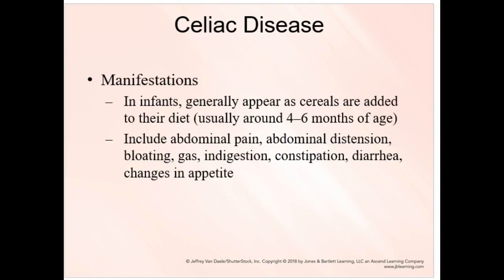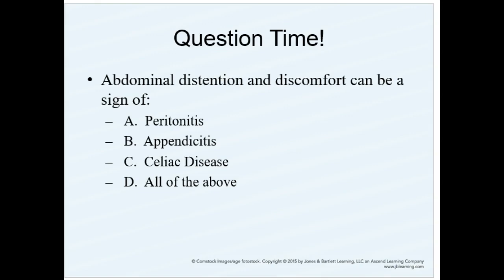So it manifests usually with abdominal pain and distension, bloating, gas. They lose weight, they're not flourishing, they're not growing. And the treatment for this, I know quite often I don't talk about the treatments, but is a no gluten diet for these people. All right, we're going to do question time, then take a little break.